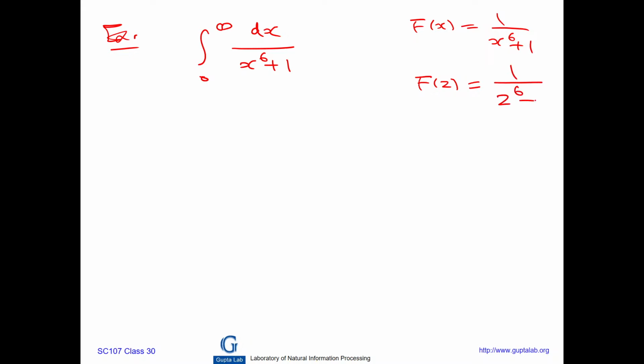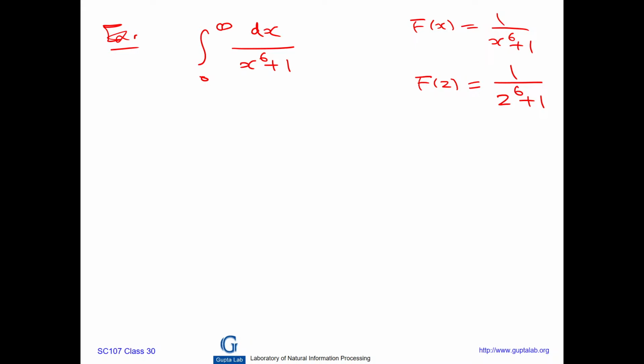The integral from 0 to infinity of dx divided by x raised to power 6 plus 1. I have to find the value of this integral. So this is a rational function, right? So f of x is what? Can anyone tell me what will be the f of z? If I take z raised to power 6 plus 1, will it work? Because z is equal to x plus iy, and if I put y equal to 0, I am going to get the same function, right? Okay. So this is our f of z.